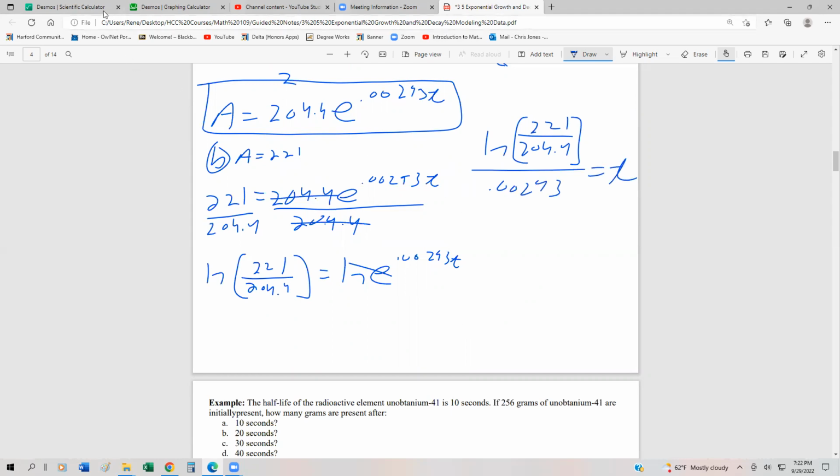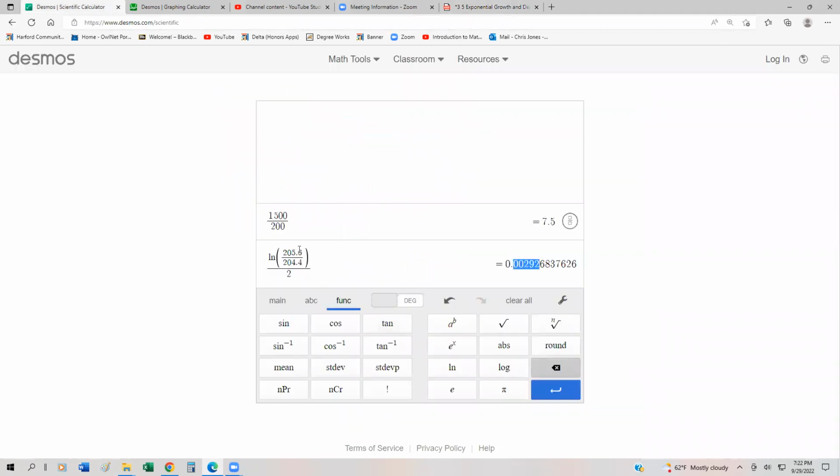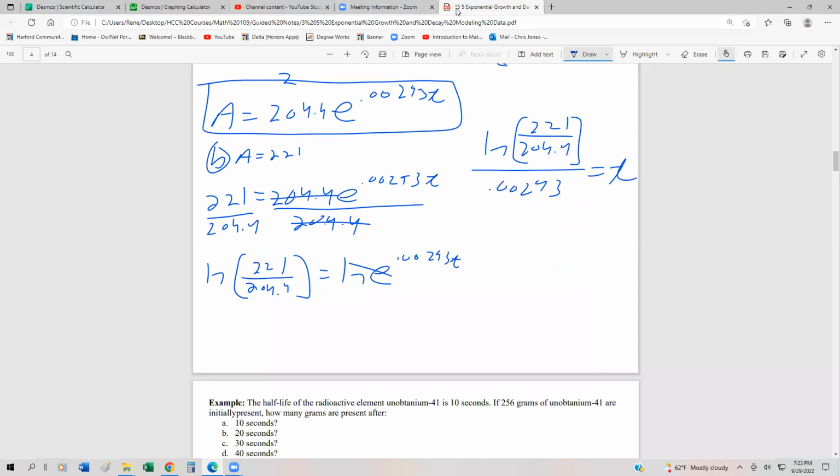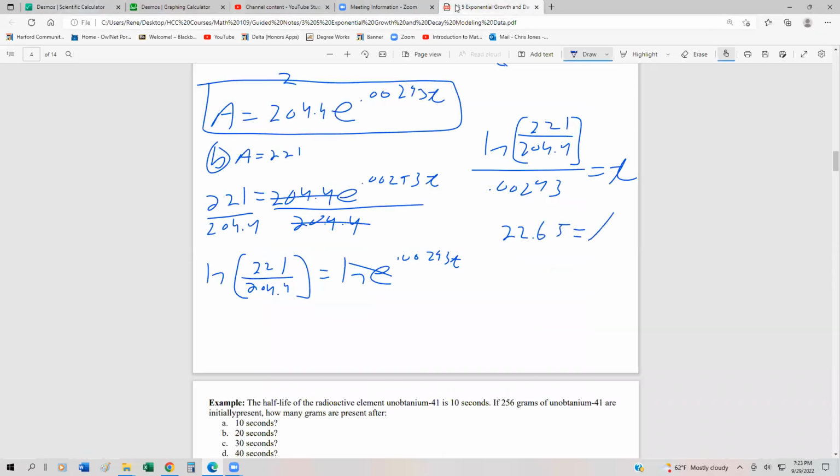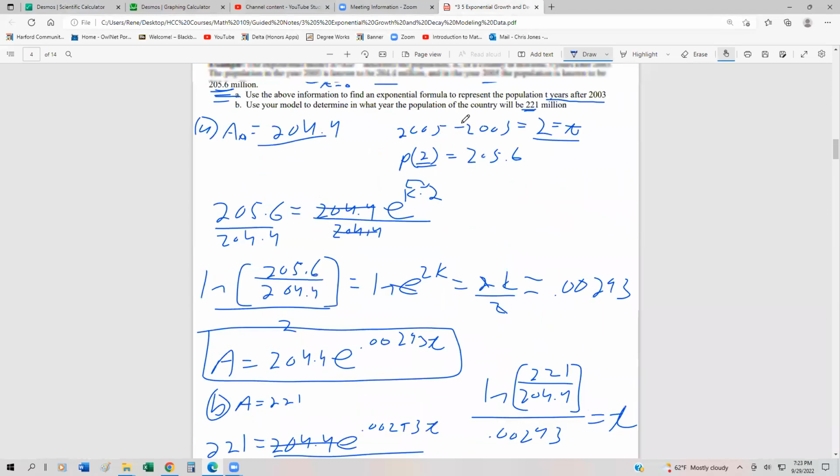Now let's shove that in our calculators. So we have natural log of 221 divided by 204.4, and then we divide by 0.00293. All right, so this gives 22.649, or 22.65 if we were to round it off, that's our t. Okay, so 22.65 equals t. Now we're not done because the question asks, in what year will the population be 221 million?